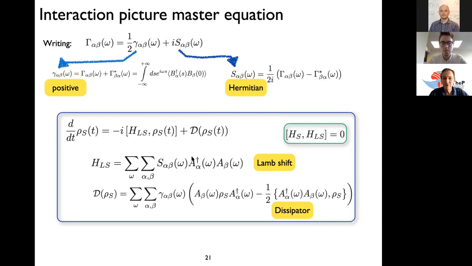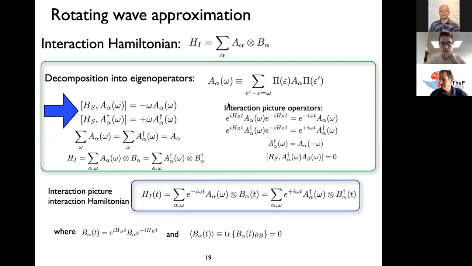Ilya, did people start asking questions? Yeah, there are a couple of questions, and they relate to these A alpha of omega operators. Are these operators something like creation and annihilation operators? Yes, you can kind of think of it that way. In particular situations, these A alpha omegas will correspond to creation and annihilation operators, but in the most general sense, what these operators correspond to are transition operators between different energy eigenstates of the open system.